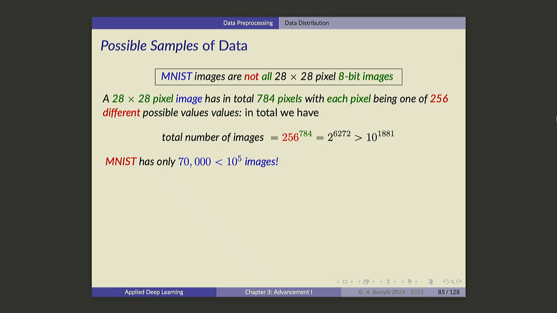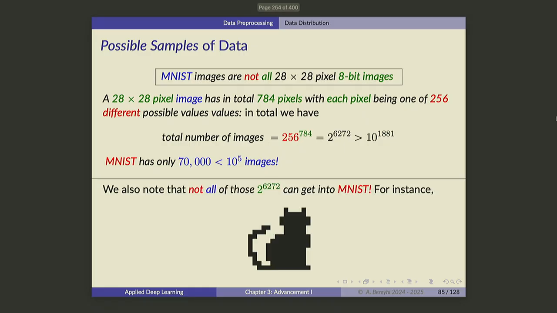So obviously, my first point is that you do not have all 28 by 28 8-bit pixel images. You don't have this. Now, one other thing is that obviously you don't have all of the handwritten digits, but not all of these images that I told you, this roughly 10 to the power of 2,000.